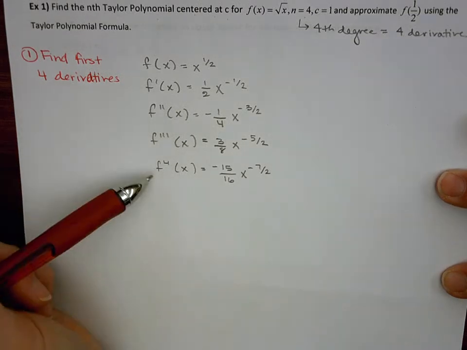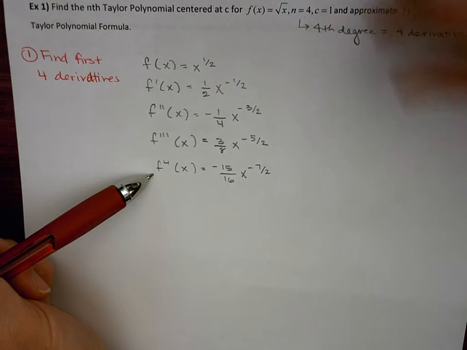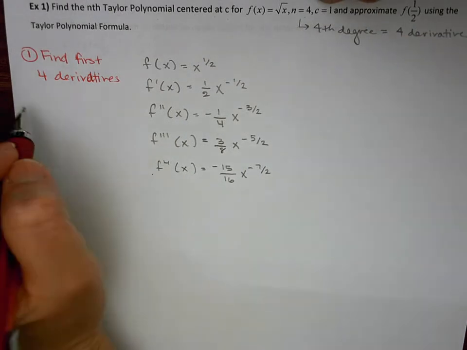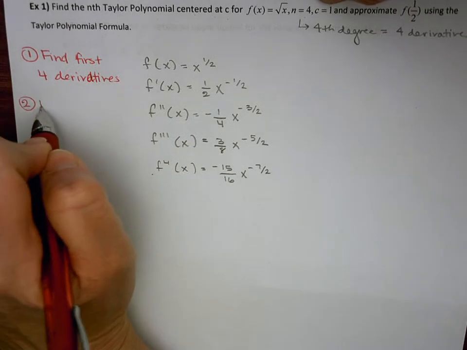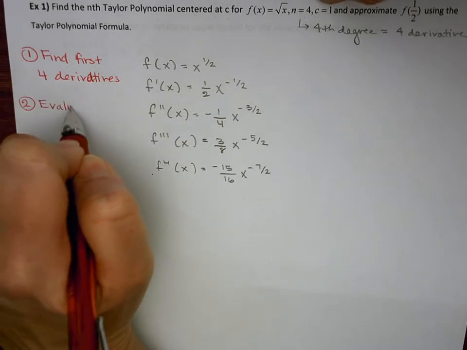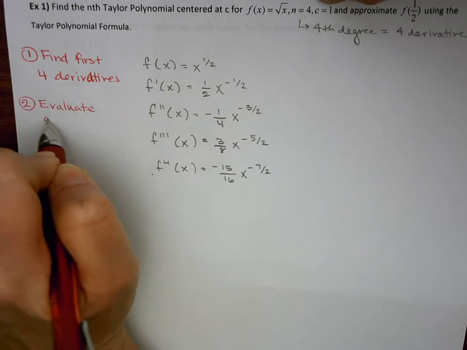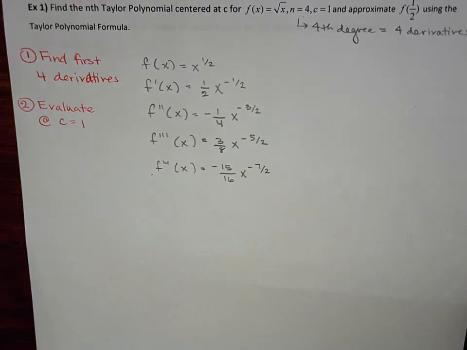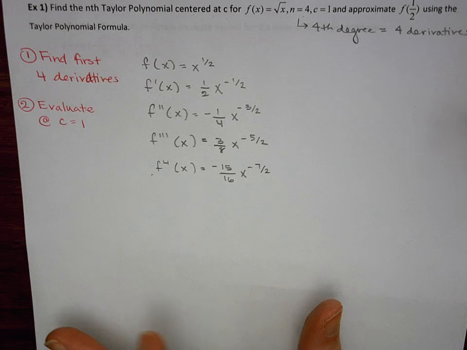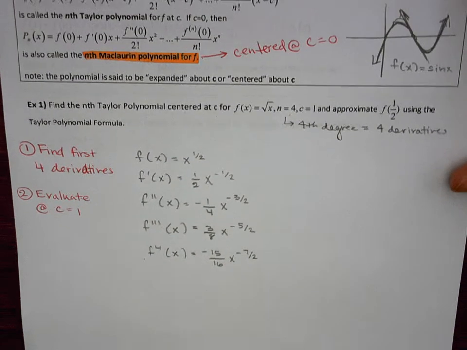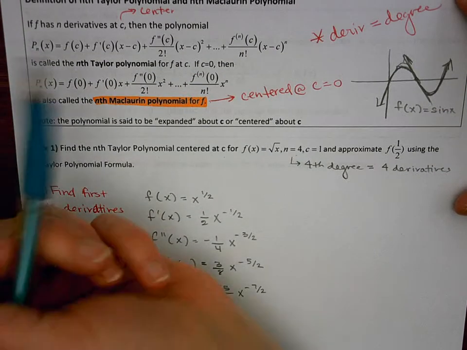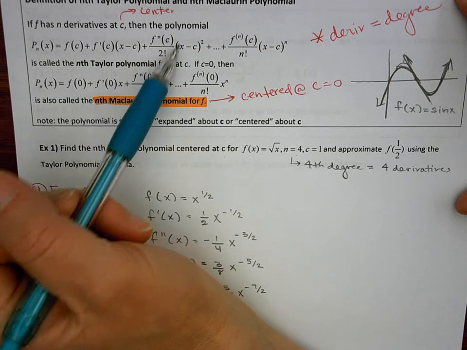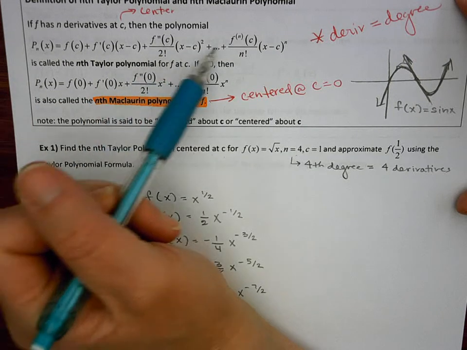So I found the 4 derivatives, and now I have to evaluate each of these derivatives at c equals 1. We're evaluating at c equals 1 because that's our center. So I'm going to scoot down here real quick. What we're trying to find are these coefficients here. What is f of c, f prime of c, the second derivative of c, and so on to the 4th?